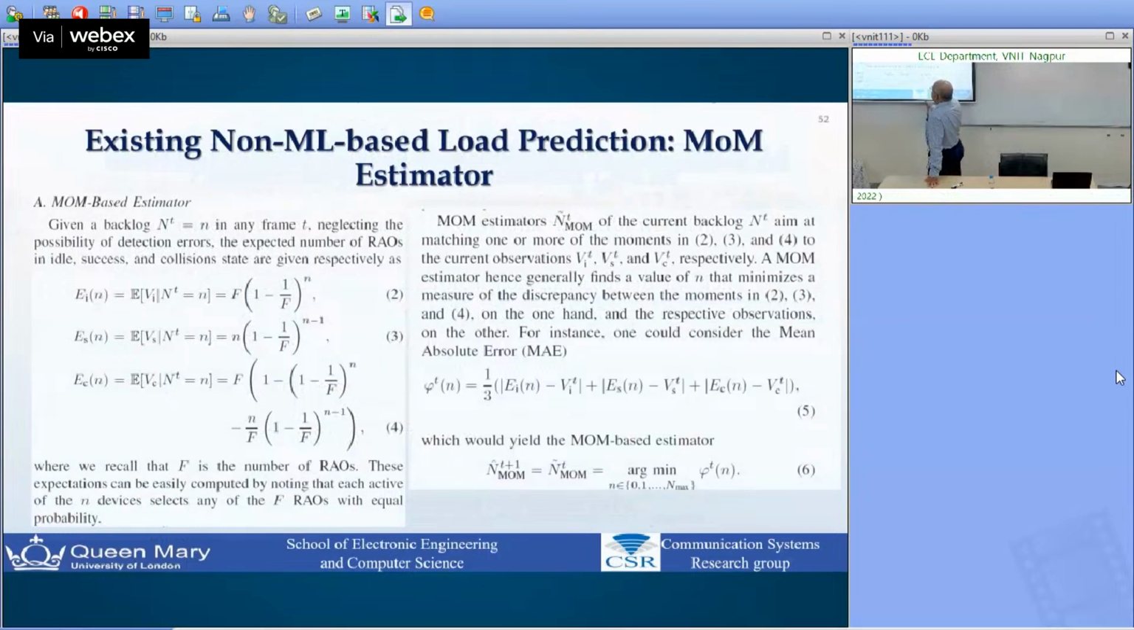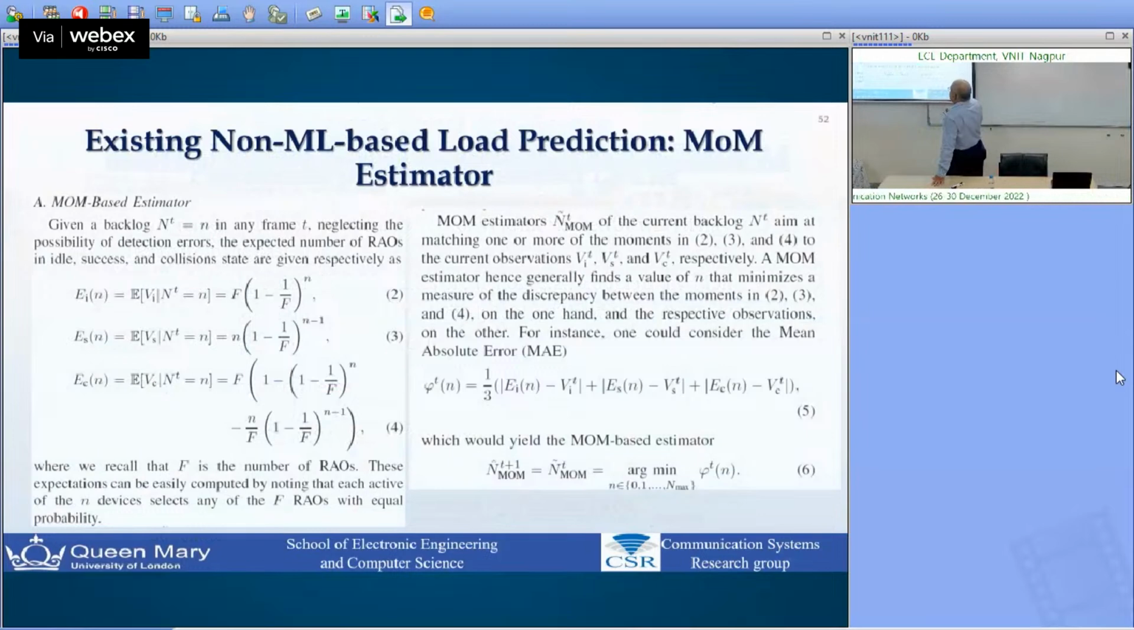From here, we are going to find the mean absolute error. This is the expected value for n here. This is the expected value for collided here. Then these are the observed values. So then we have the absolute mean error.